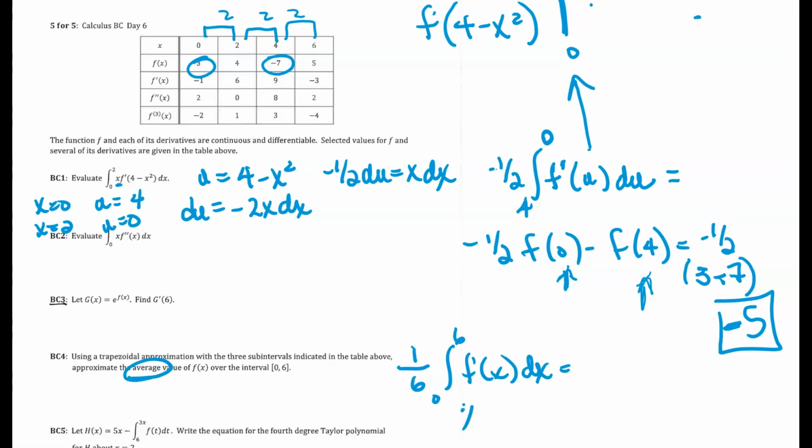So we've got the 1/6 from the average. We've got the 1/2 from the trapezoidal formula for area. And then we have the common width or height, which is 2. And then here we go. We have, can't read it, 3, doubling 4, 8, minus 14, and plus 5.